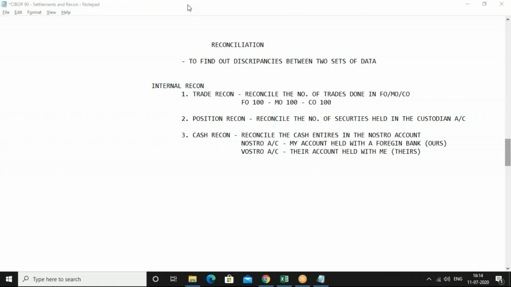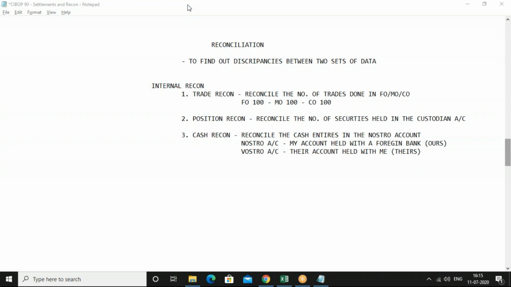Now, the cash entries can happen on our bank account as well as our custodian account. When we talk about the bank side, we call this a nostro account, or nostro reconciliation. Now nostro, I believe, is a Latin word meaning ours. So what is a nostro account? It's basically my account held in a foreign bank.